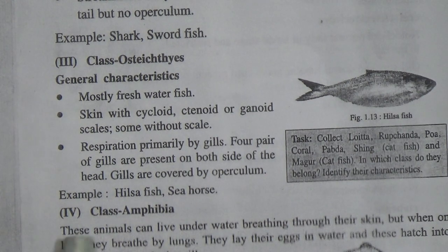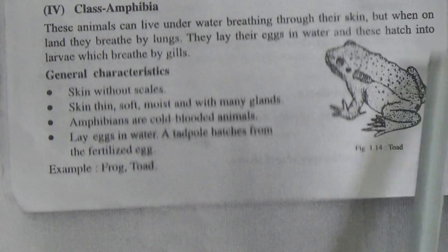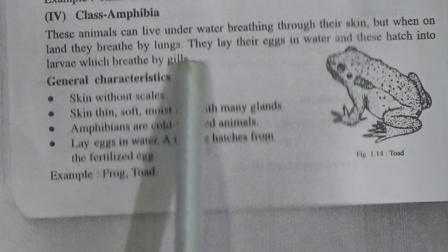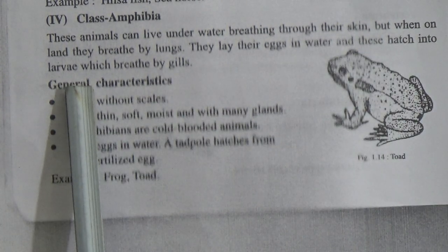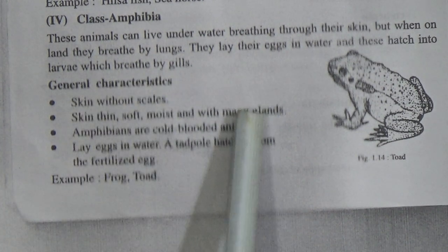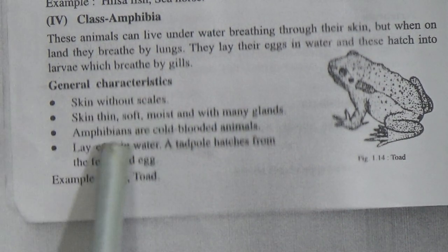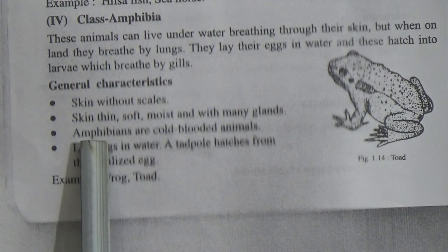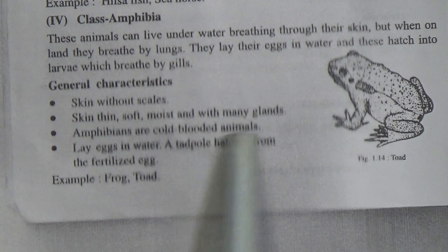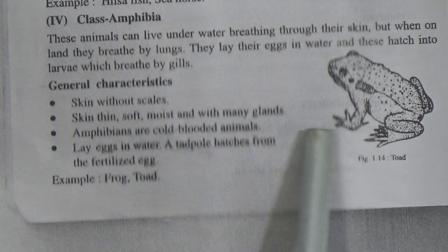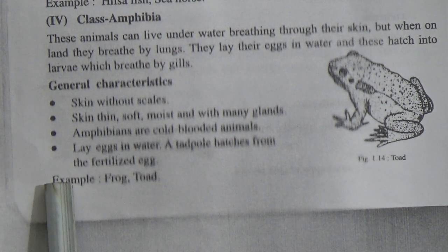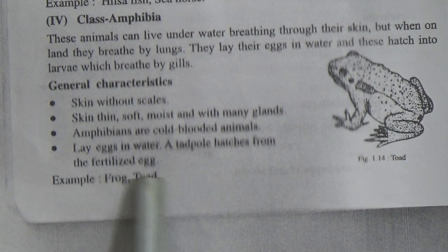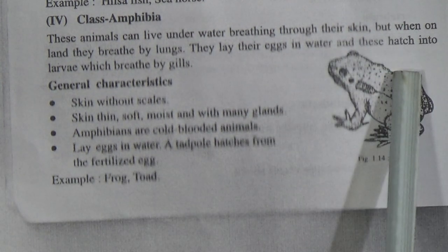Now, the next class, number 4, amphibia. These animals can live underwater, breathing through their skin, but when on land, they breathe by lungs. They lay their eggs in water, and these hatch into larvae, which breathe by gills. General characteristics of amphibia are skin without scales, skin thin, soft, moist, and with many glands. Amphibians are cold-blooded animals, and they lay eggs in water. A tadpole hatches from the fertilized egg. For example, frog and toad.